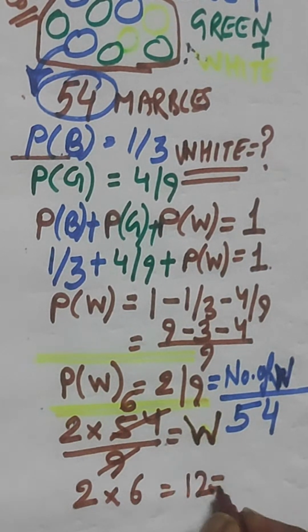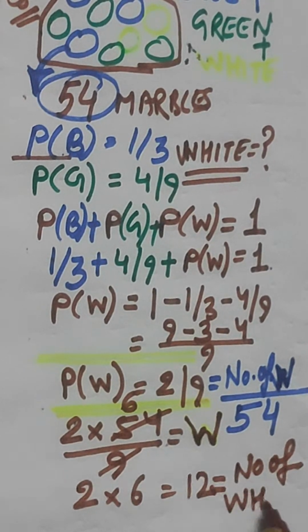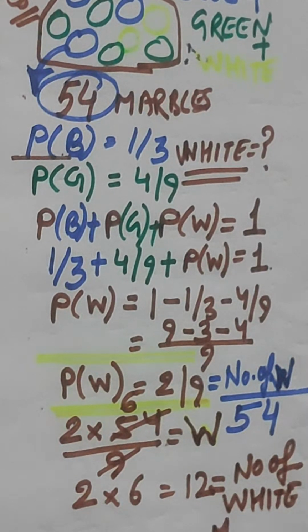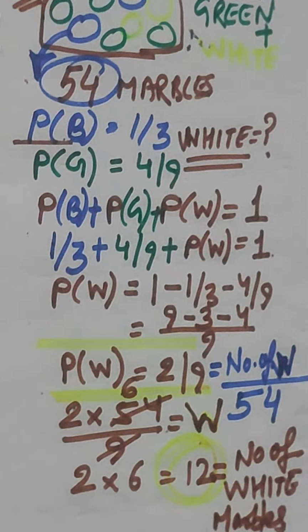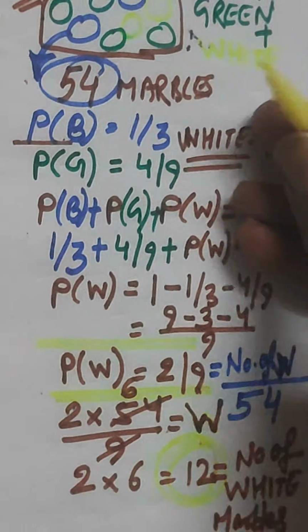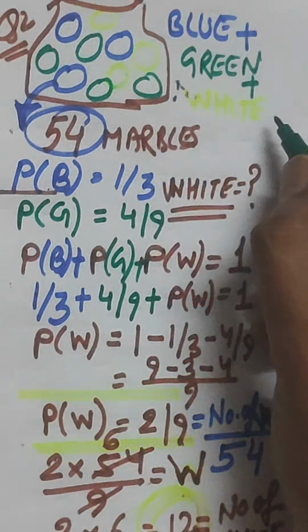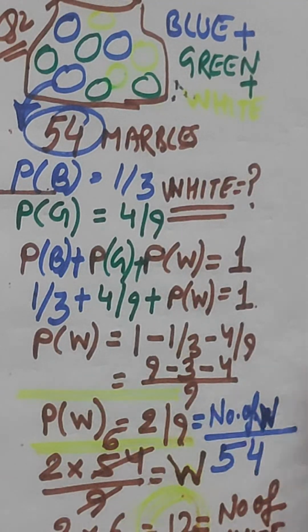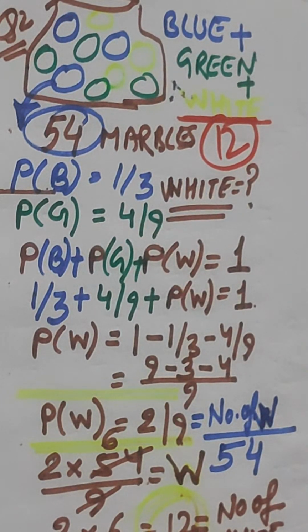So 12 is your answer, and 12 is the number of white marbles contained in this jar. The number of white marbles is 12, and in this way we have solved the second question of today's series of two questions from probability.